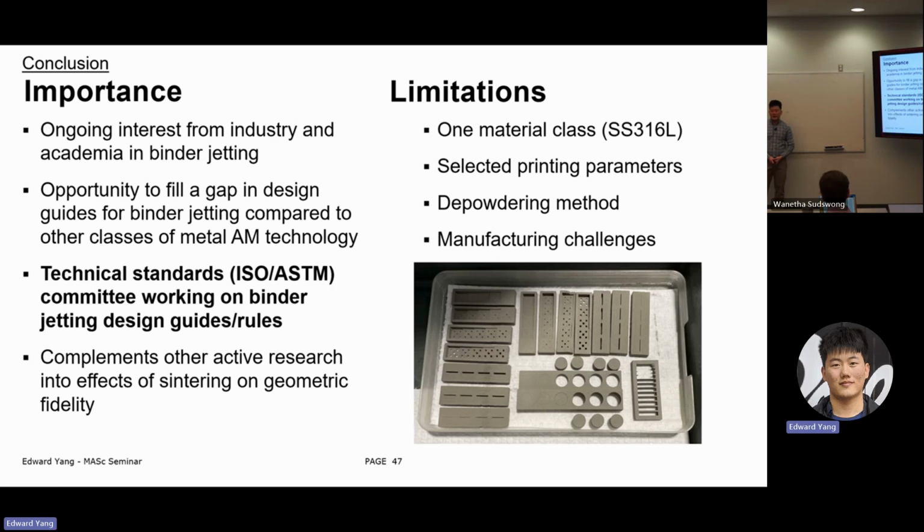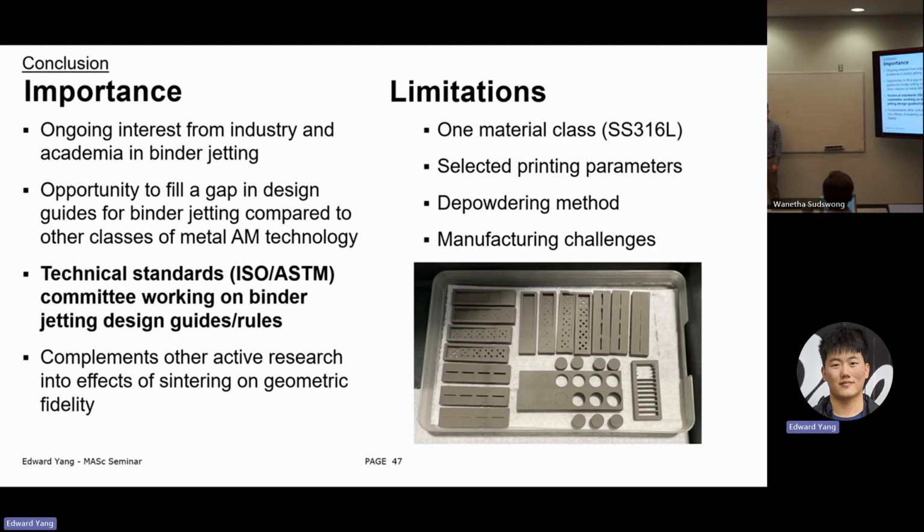It also complements other active research happening at Waterloo and other institutions to look at what's happening during that post-processing step with sintering and the heat treatment and how that affects geometric accuracy as well. So again, this work is limited to just the one material class and selected printing parameters. And again, the depowdering method depends on the training of the operator and other factors, such as their level of experience and the tools they have available.